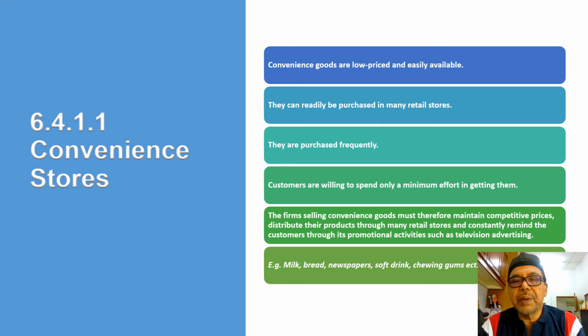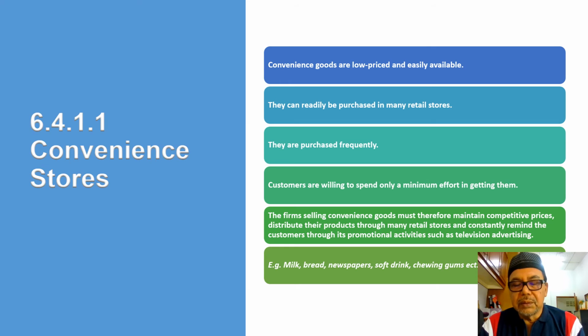Customers are willing to spend only minimum effort in getting them. So customers would like to buy this product at the nearest shop available. That's why in Seremban alone, you get maybe 30, 40, 50 7-Eleven shops all around the Seremban city. The firm selling convenience goods must therefore maintain competitive price, distribute their product through many retail stores, and constantly remind the customer through promotional activities such as television advertising.